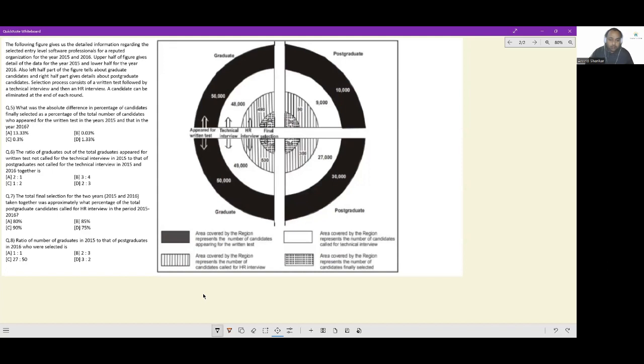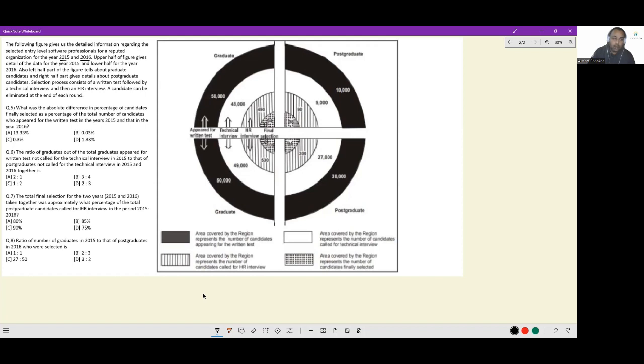Let's look at this set. The following figures give us the detailed information regarding the selected entry-level software professionals for a reputed organization for the year 2015 and 16. Upper half of the figure gives the details of the data for the year 2015. Upper half is for 2015 and the lower half for the year 2016.